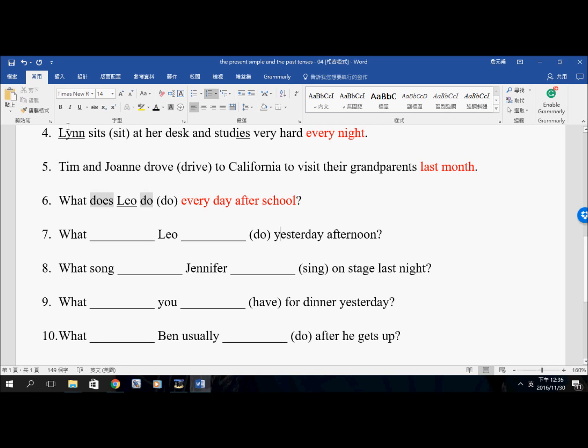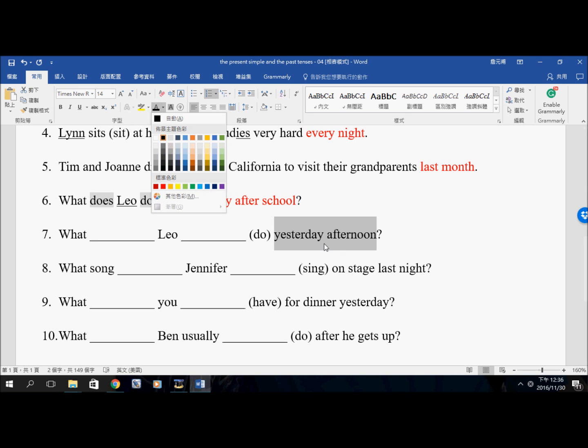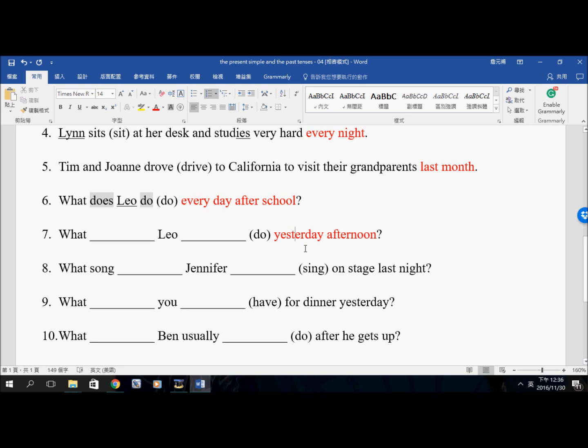Okay? Number 7. Again, let's find a time marker. Time marker is over here, yesterday afternoon. So when you see a time marker like this, you're pretty sure it's talking about something that happened in the past. So you have to use the past tense. Now again, there's a verb. When there's a verb and it's a question, we need a helping verb to help the verb to form a question. Now, past tense helping verb, there's only one, did.